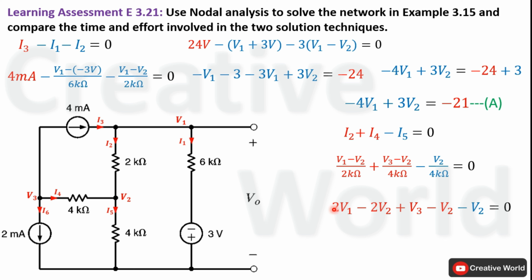It will become 2V1 minus 2V2. Here the product of 4 kilo ohm and 4 kilo ohm in the denominator will cancel out with each other, only V3 minus V2 will be left. Here also 4 kilo ohm will cancel out with 4 kilo ohm in the denominator, only V2 will be left. Now arrange the equation and add values having the same variables together. The equation will become 2V1 minus 4V2 plus V3 equal to 0. It is the second node voltage equation of this network.